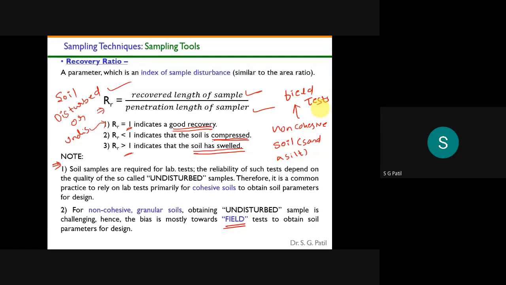Okay, for cohesive soils, it is a little bit easier to get the undisturbed soil sample. Once the quality of the samples is very good, then obviously we can rely on those laboratory tests. So wherever you encounter cohesive soil, you will get undisturbed soil samples, and whatever lab tests are performed on those undisturbed soil samples will obviously be of good quality.